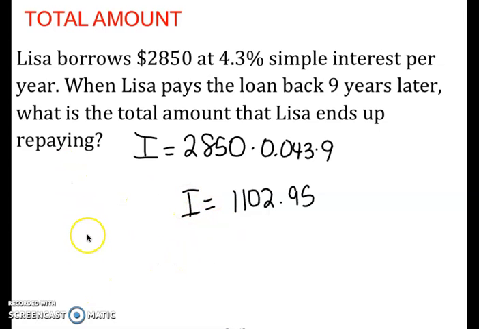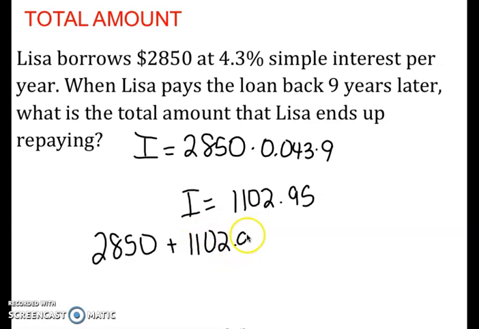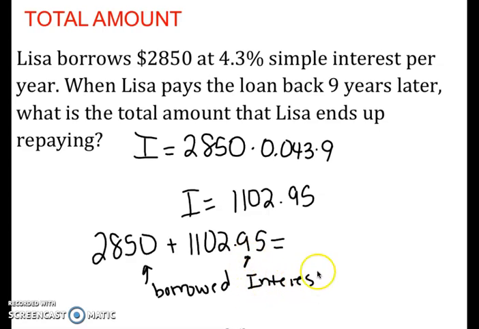So when she goes to repay it, she has to pay the initial amount, which is $2,850, plus the $1,102.95. She has to pay the amount she borrowed, plus the interest back to the bank. So you then would add $2,850 plus $1,102.95 means Lisa, after 9 years, is paying $3,952.95 back to the bank.